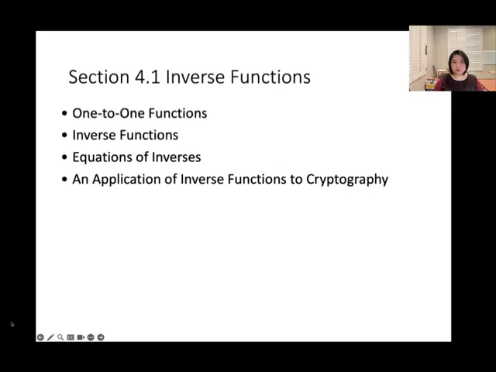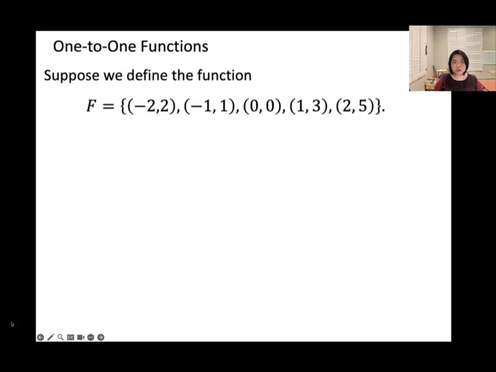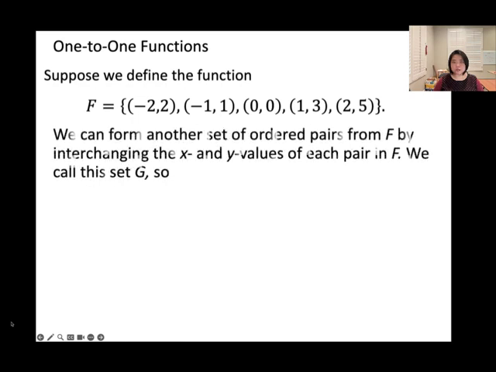Section 4.1 Inverse functions. One-to-one functions. Suppose we define the function. We have the set f. We have 5 ordered pairs here. And then we want to form another set of ordered pairs from this set f.